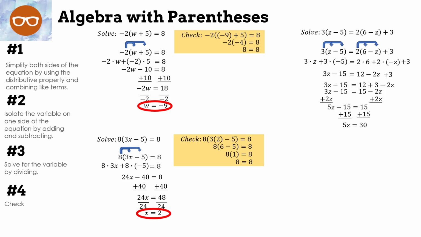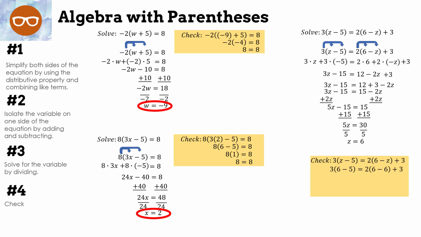Well, I want to know what z is. I don't want to know what 5z is. Since I have a number and a letter next to each other, that means to multiply. The opposite of multiplying is dividing. So I'm going to divide by 5 on both sides of the equal sign. This gives me z equals 6, but we still want to check it.